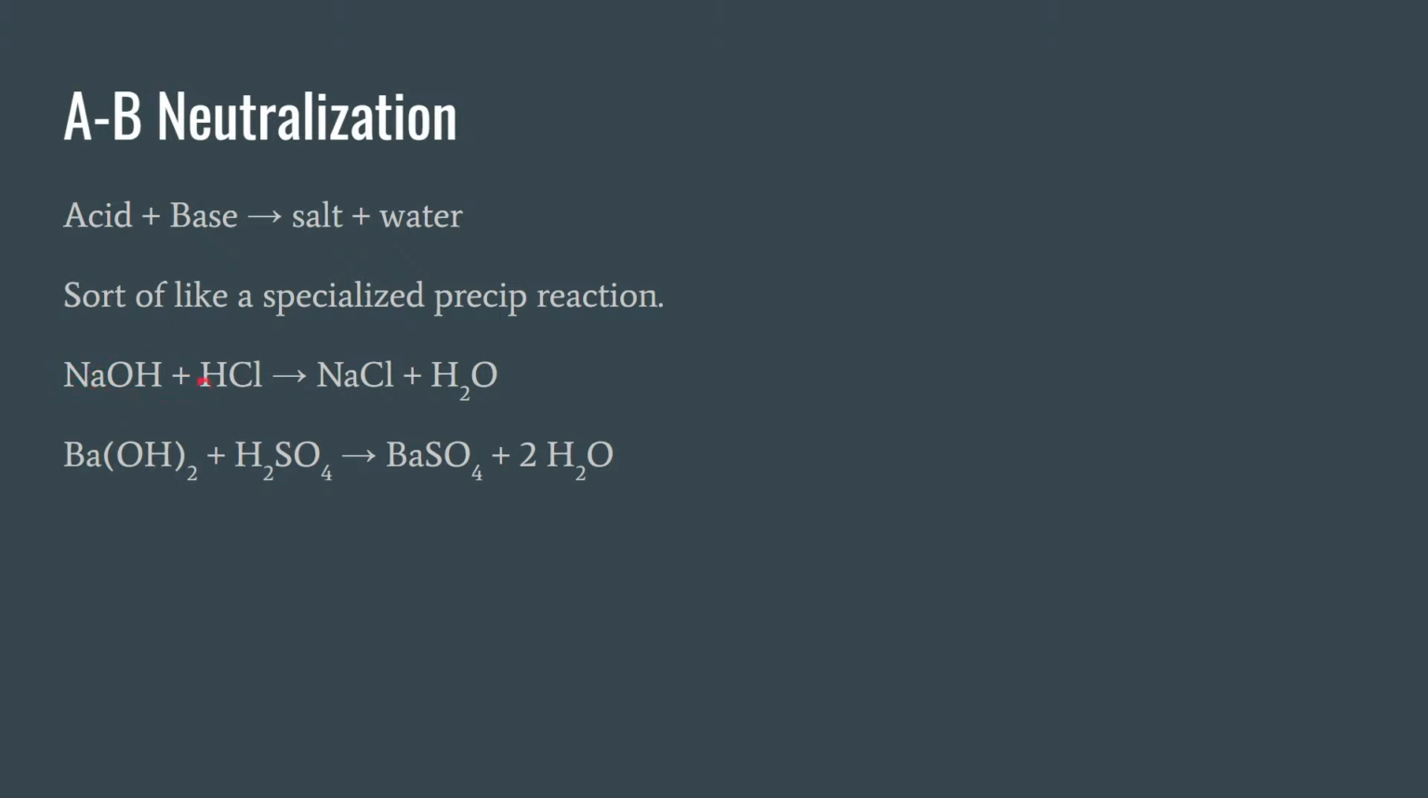So you have sodium hydroxide and HCl. The H goes with the OH, the Na goes with the Cl, so you get NaCl and H2O. HOH is H2O. Likewise, barium hydroxide plus sulfuric acid, you get barium sulfate and 2 water molecules. Not all acids and bases look exactly like this, but this is the most common class of acids and bases. Acids usually have these acidic protons, and bases usually have these hydroxides.